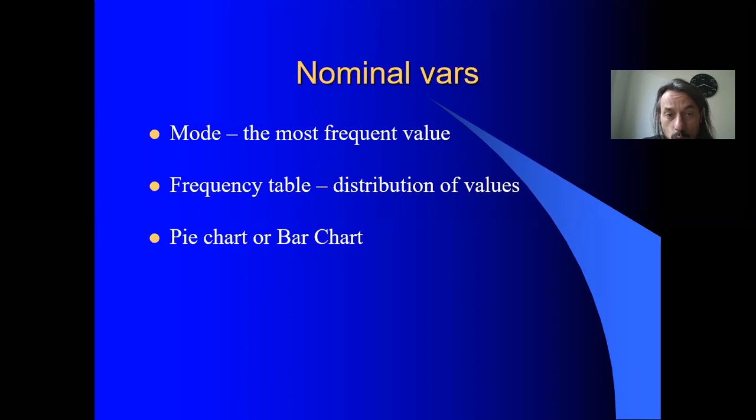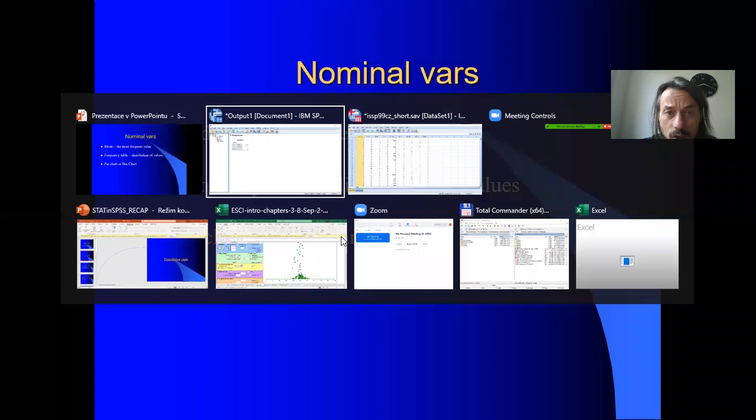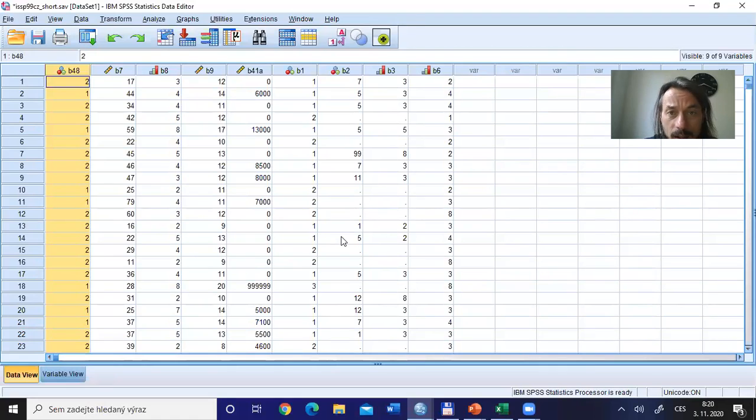The next tool we usually use for nominal variables is to prepare a frequency table, and of course, once again, interpret results. So by a frequency table, we can find the distribution of individual values. So it means how often they are occurring in my data file. And we can also use some charts, especially pie chart or bar chart, which are the most frequently used charts for nominal variables. So let's check it in my data file. And I will use for simplicity once again the variable which we just used previously.